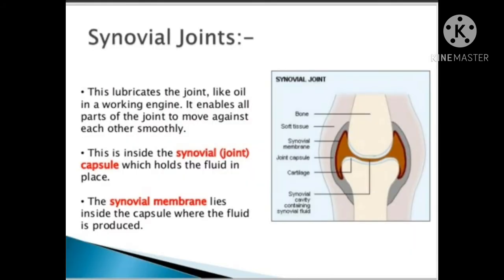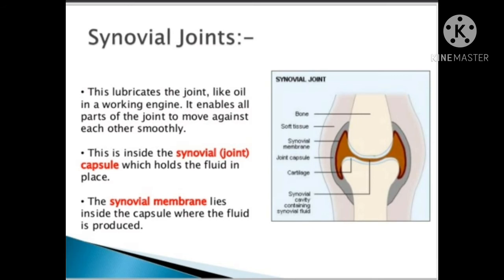Synovial joints or movable joints. These joints allow the bones to move freely, and they contain a fluid for smooth movement of bones, and this fluid is called synovial fluid. So they are also called synovial joints because they have synovial fluid. This lubricates the joint like oil in a working engine. It enables all parts of the joints to move against each other smoothly.